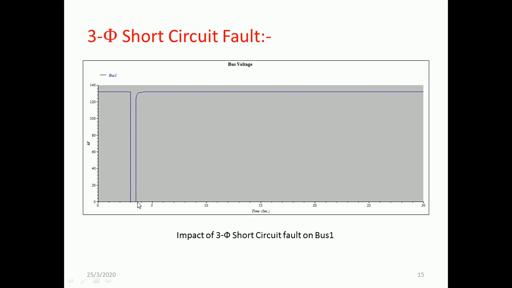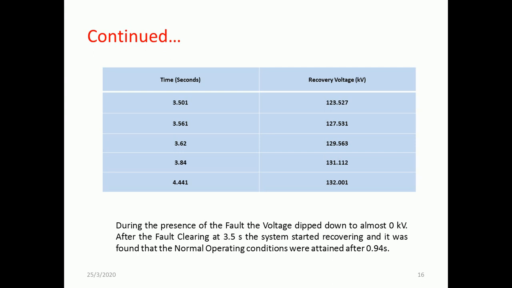than 4 seconds. And although it shows the same characteristics which were observed in the single line to ground fault, that there are certain oscillations in the system, and for it to reach steady state condition, it did require some time. So this can also be represented in tabular form. Although the fault was cleared at 3.5 seconds, the system voltage was 123 kilovolt, whereas it took almost 4.441 seconds to attain its rated voltage of 132 kilovolt.